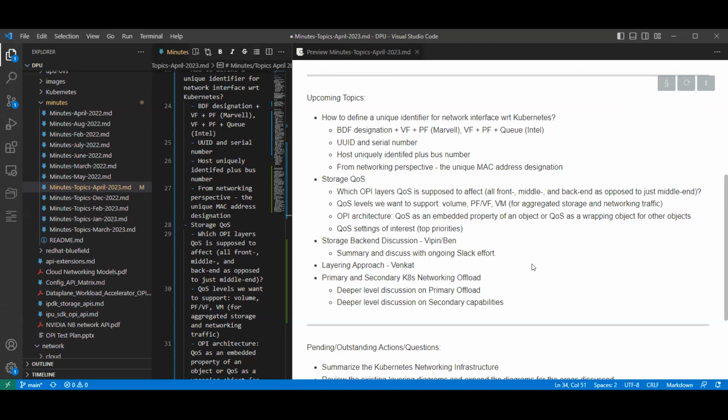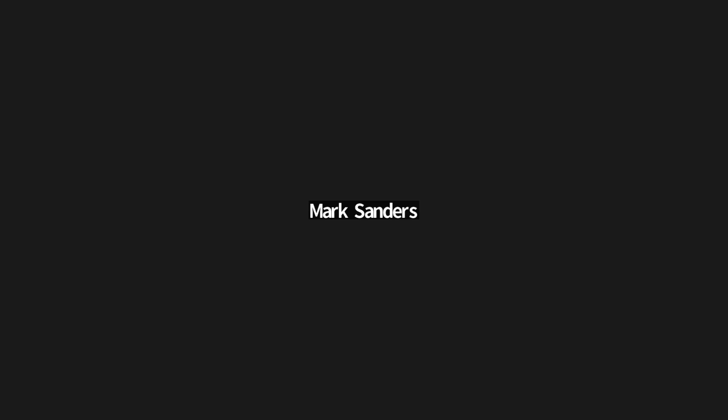Any other topics that we want to try to cover today? Because I know we want to do the summary of the Kubernetes networking infrastructure next week. So I've drawn up a couple of diagrams around the CNI delegation just to give people an idea of the problem space. If people want to have a look at that for a few minutes. Sure, that's great. Thanks, Marian.